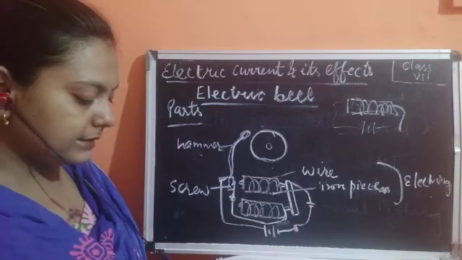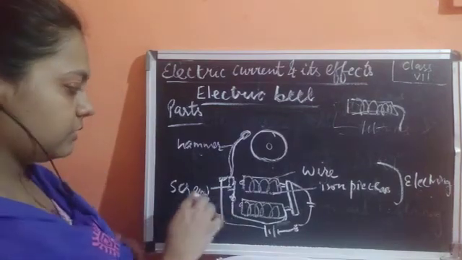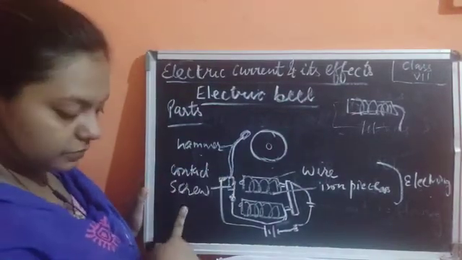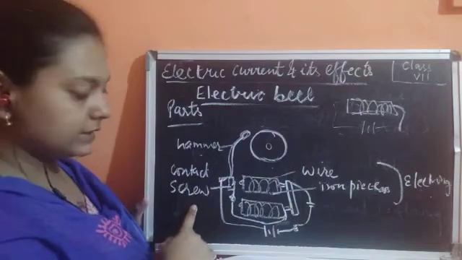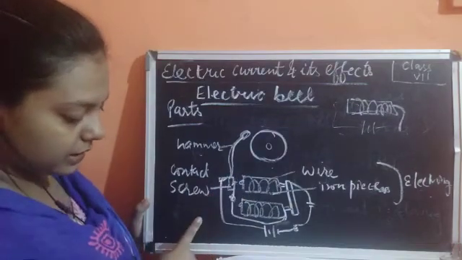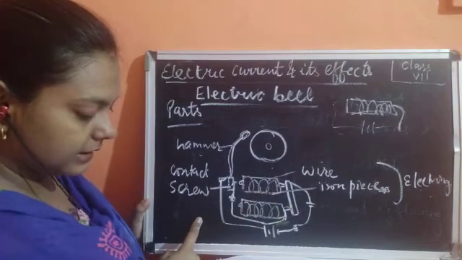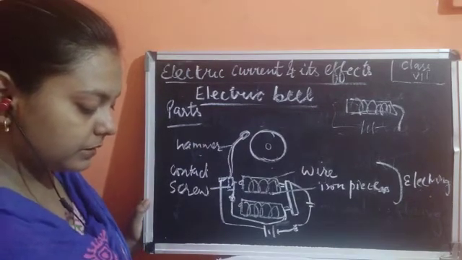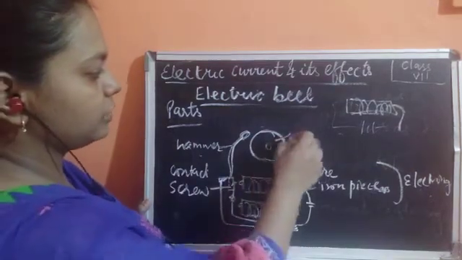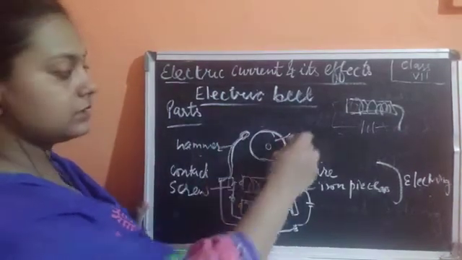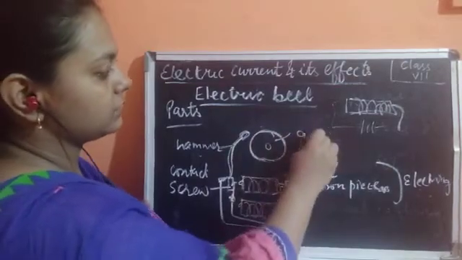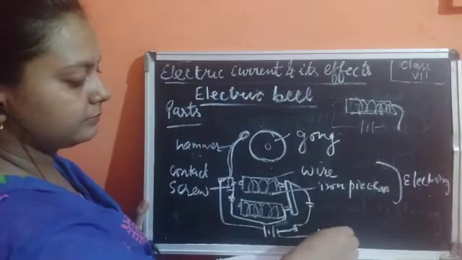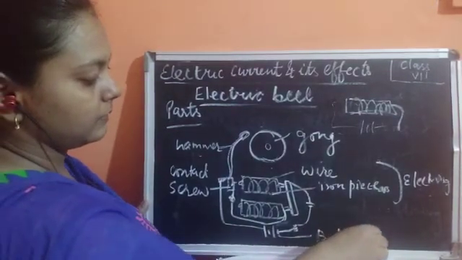Okay children, next there is a contact screw. This is also known as the contact screw, or simply it is always written as a screw. I'll tell you what that contact screw is. Then, when current flows in the coil, it becomes an electromagnet and pulls the iron strip. It is a hammer which is going to hit this circular object. This is known as the gong. This is the battery, and this is the switch.